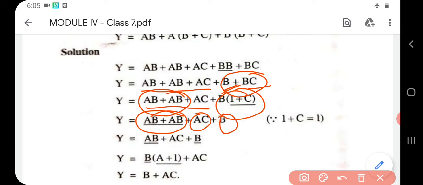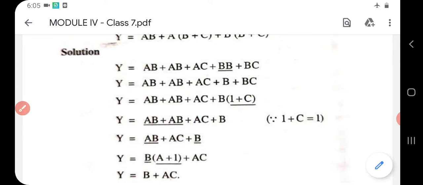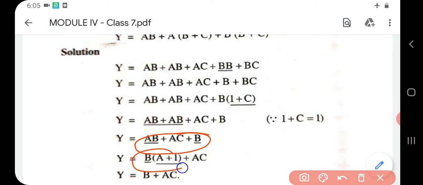Then what is A plus A? It is A. So what is AB plus AB? It is AB. Then AC is kept as such. B is also kept as such. Now here which is common? B is common. That is, here this one, B is common. So B within brackets a plus 1, then AC is kept as such. Now a plus 1 is 1 itself, so this will be reduced to B plus AC.